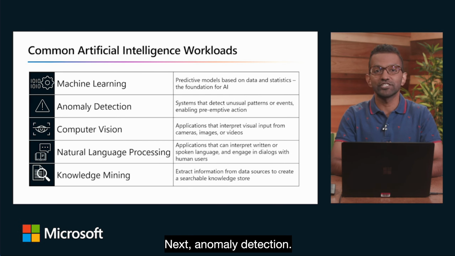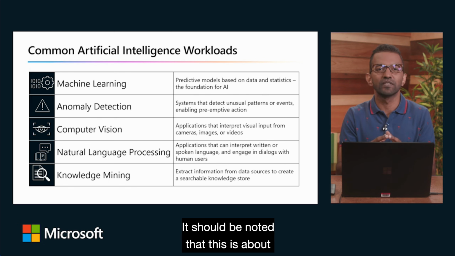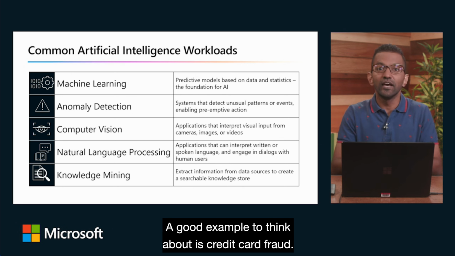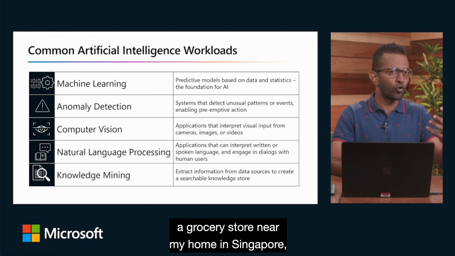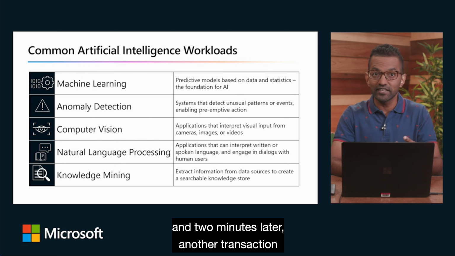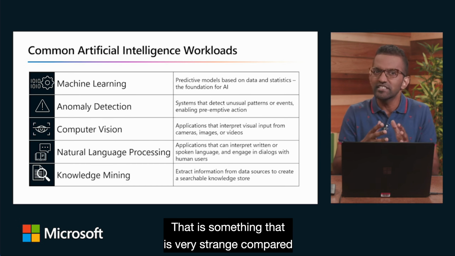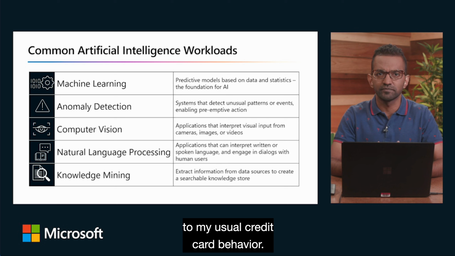Next, anomaly detection. It's about detecting unusual patterns and behaviors. And it should be noted that this is about detecting something that is very rare in the data. A good example to think about is credit card fraud. Let's say I purchase something at a grocery store near my home in Singapore, and 2 minutes later, another transaction is attempted at a shop in Canada. That is something that is very strange compared to my usual credit card behavior.